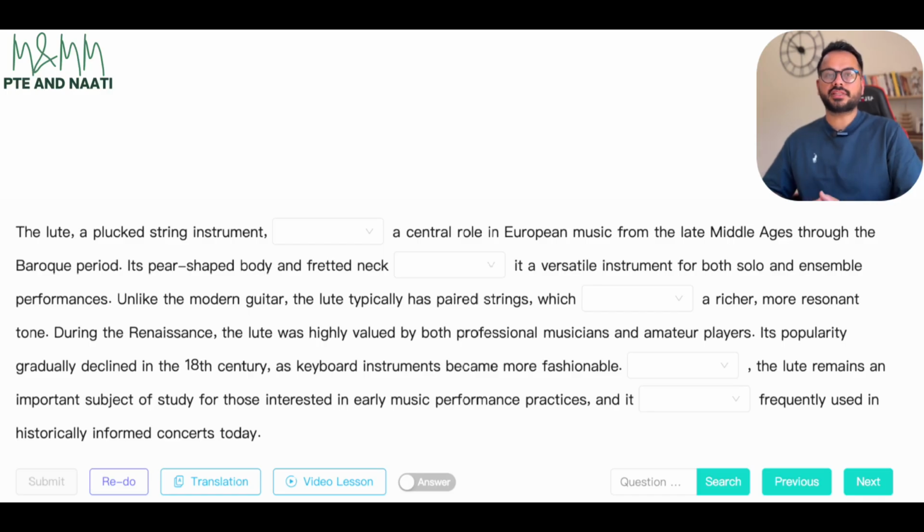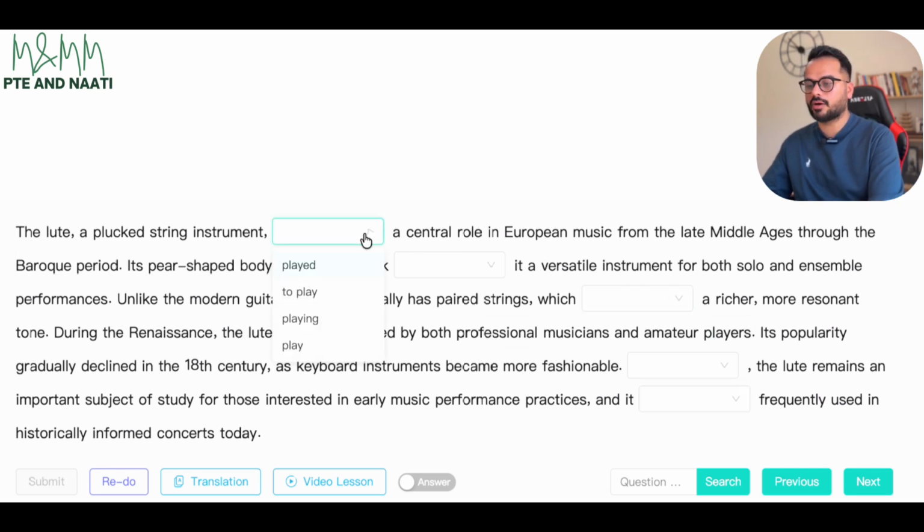So let's get started with this one. That's the question that we have in front of us. And as we can see, there are 5 blanks in it and it is a drop-down based fill in the blank. Now let's have a look.